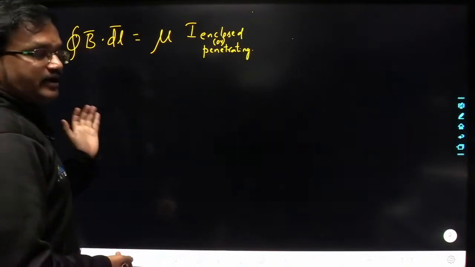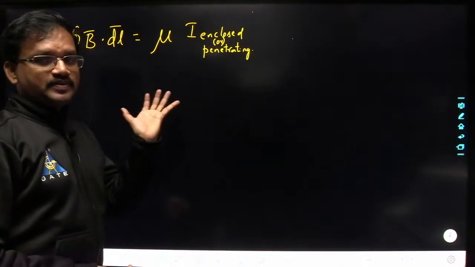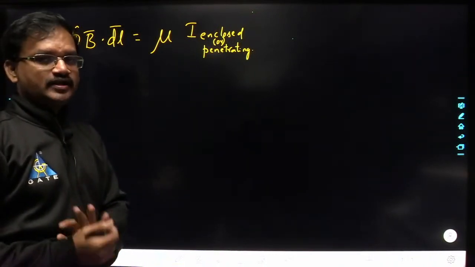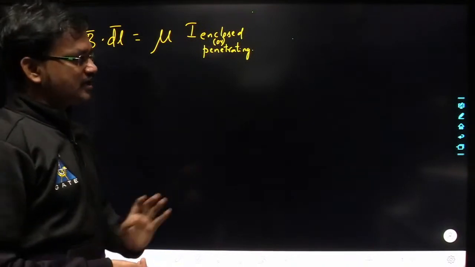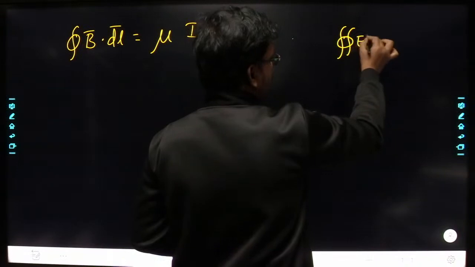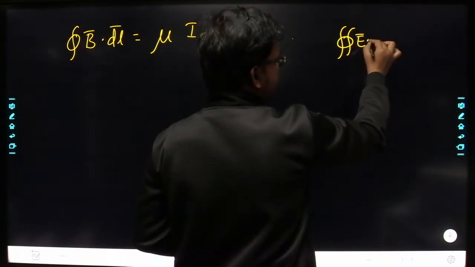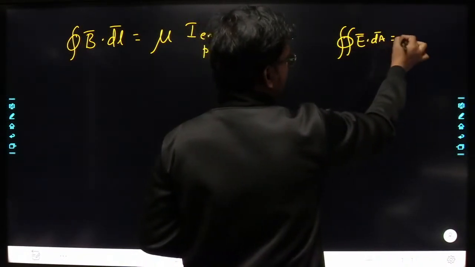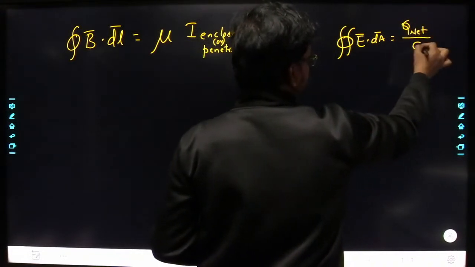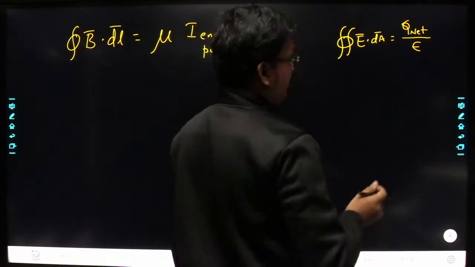Now we try to represent the same Ampere's law in terms of current density. Understood? See, in Gauss's law also, first what we have done here? We have expressed the electric flux that is leaving any closed surface as the net charge enclosed by the closed surface divided by epsilon.